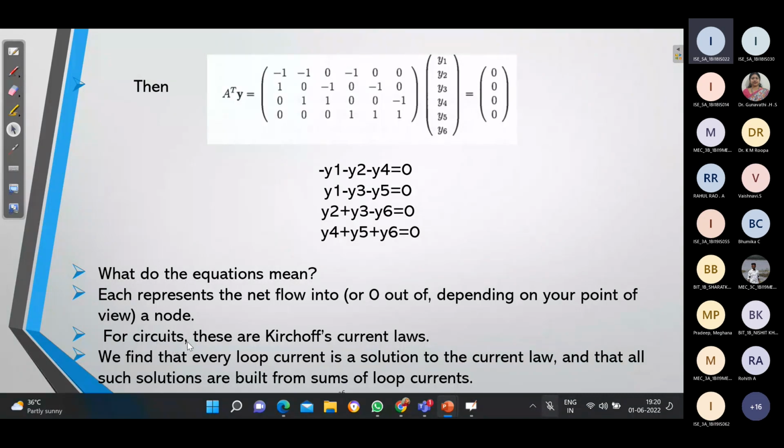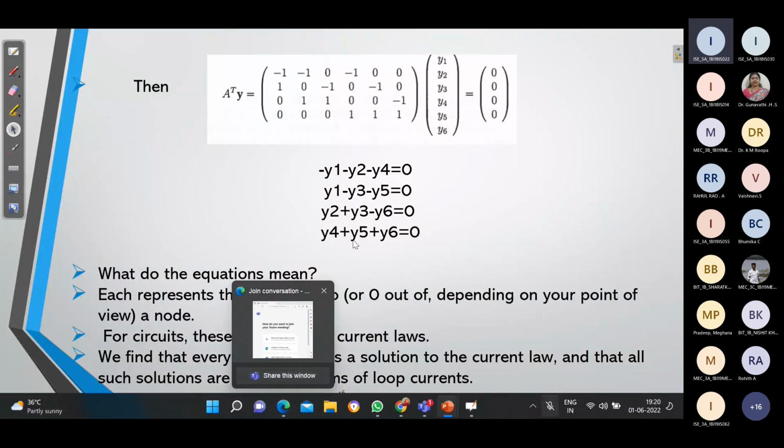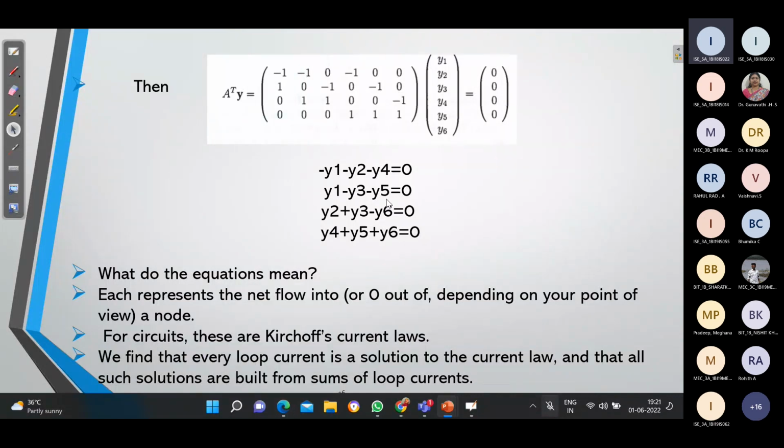For circuits, these are Kirchhoff's current law. We find that every loop current is a solution to the current law, and that all such solutions are built from sums of loop currents. So that is the basic idea behind these equations.